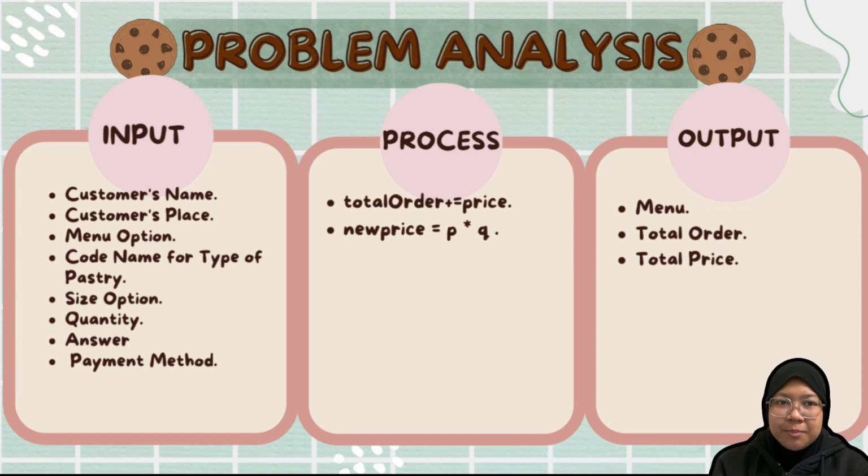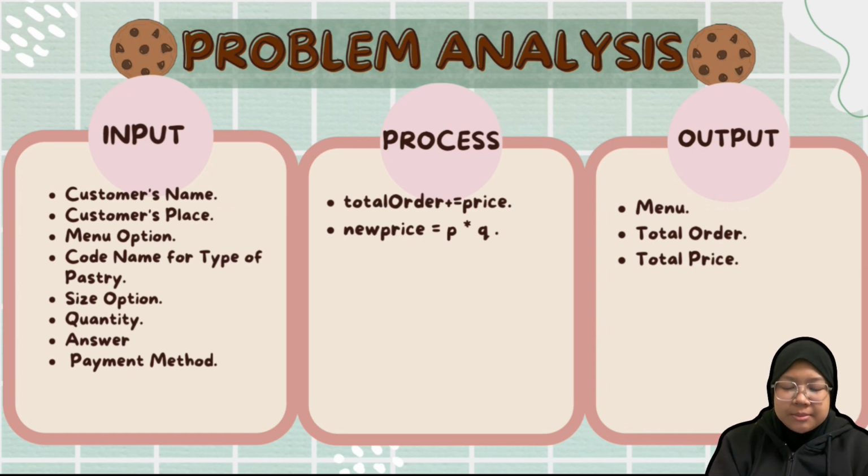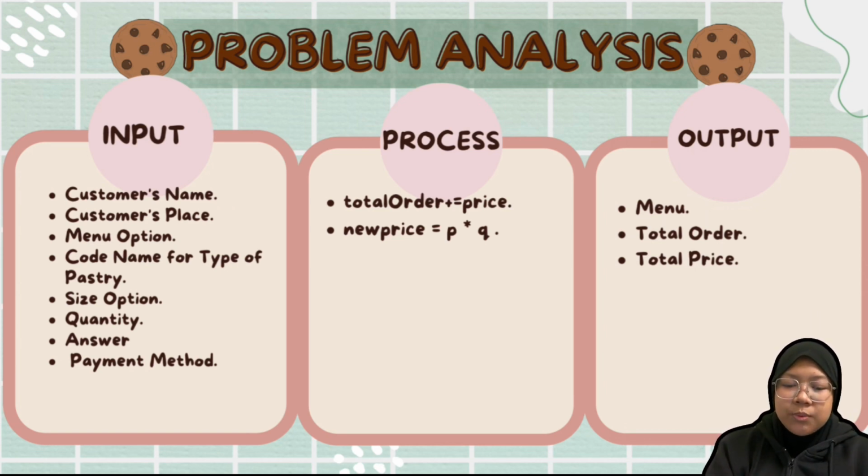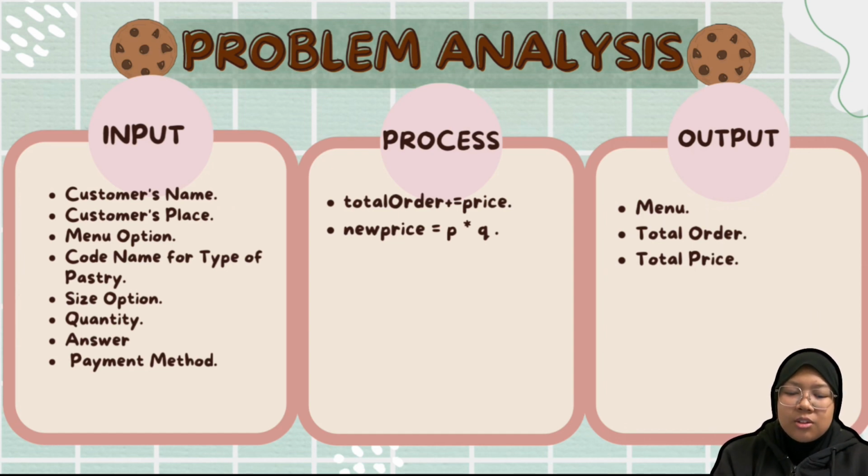The next one is problem analysis. We have input, process and output. For the input, we have customer's name, customer place, menu option, code name for type of pastry, size option, quantity, answer and payment method. For the process, we have total order plus equals to price, and the next one is new price equals to P multiplied by Q. And the last one is output: menu, total order and total price.